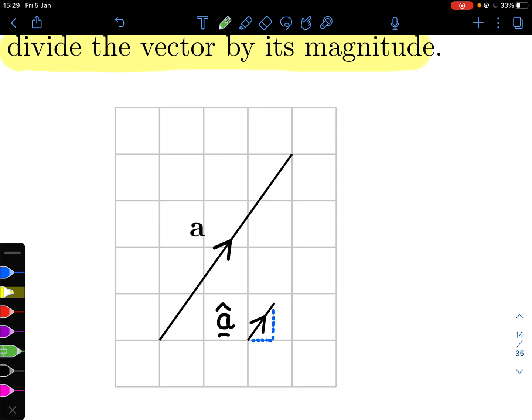And the notation for that is just to put this little, it's called a circumflex. We sometimes refer to it just as a hat. So we might refer to that as A hat.